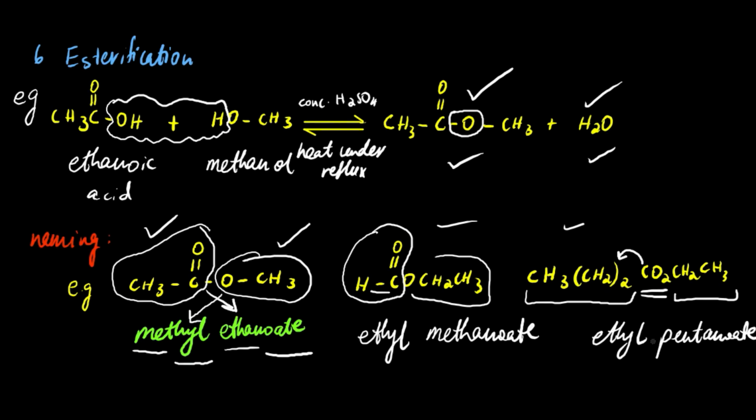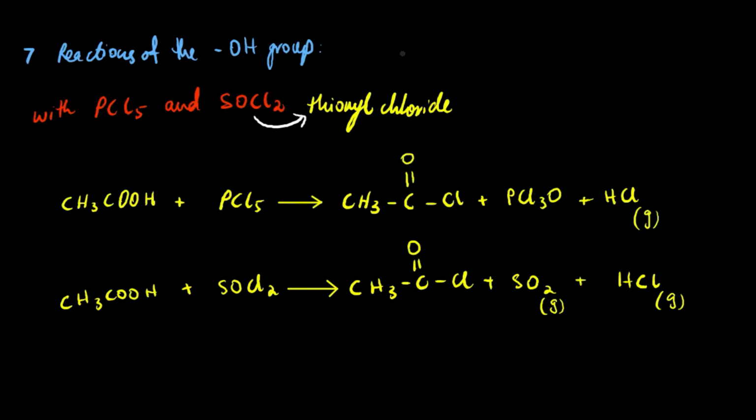Next, we will be looking into the next set of reactions, which are the reactions of the OH group of the carboxylic acids. We will be dealing with 2 reactants, PCl5 and SOCl2. SOCl2 is also called thionyl chloride. You don't need to know the chemistry of it. All you need to know is that these two, each of them separately, combine with carboxylic acids to give 3 separate products. Now let's look into it.